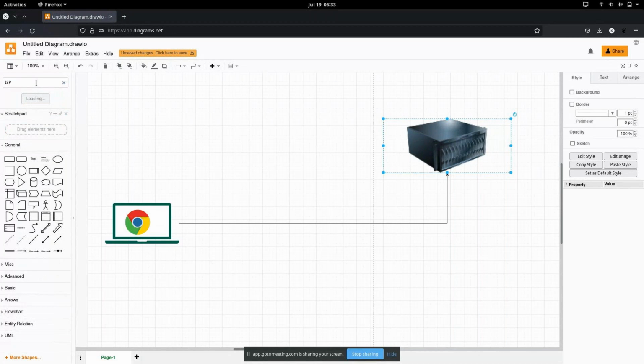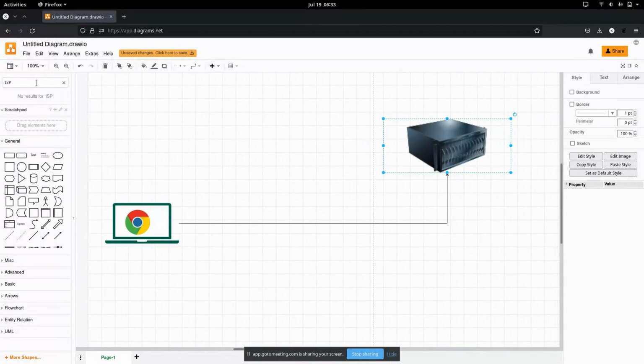Someone who gives you internet. For example, in India, it could be ACT Cable or Airtel Broadband or BSNL Fiber to Home. What else? You have Vodafone, Jio. Everyone is offering ISP, right? So one of those service providers. In the US, it could be Verizon or AT&T.